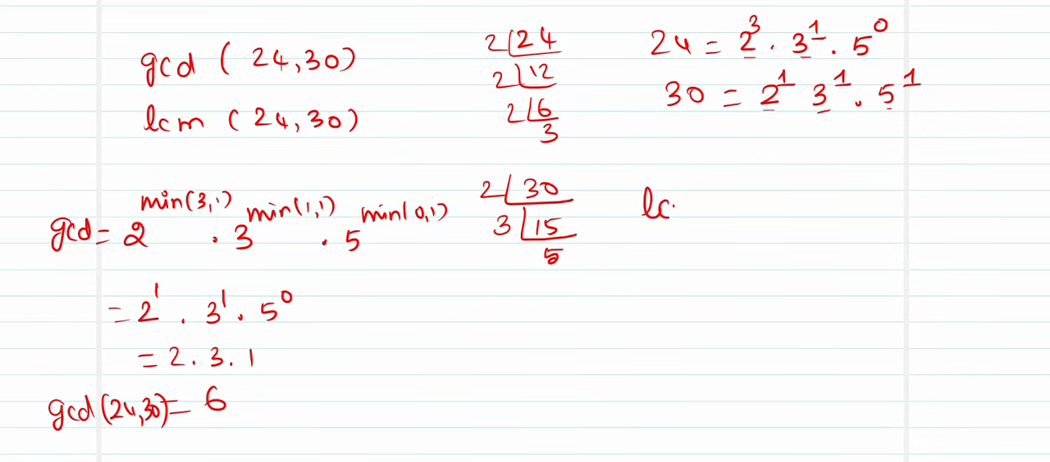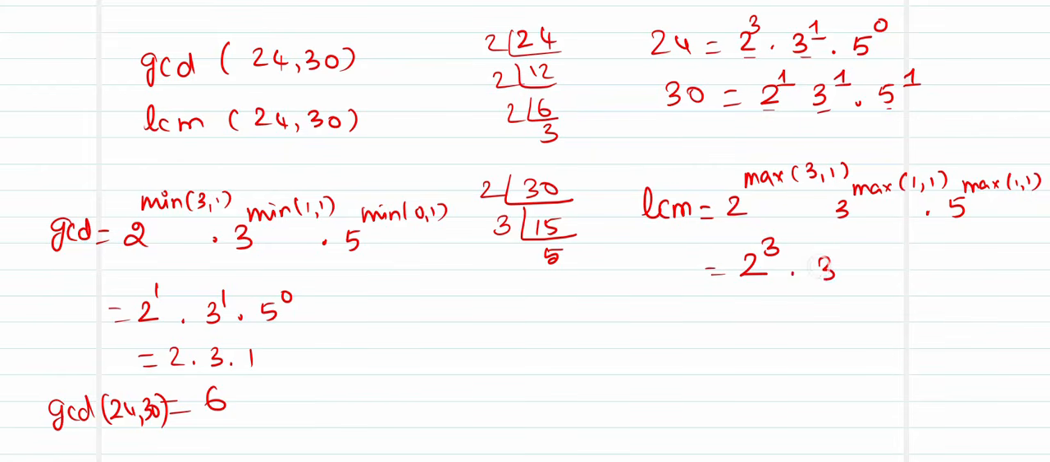Whereas let us find out what is the LCM. LCM is 2 to the power of the maximum of 3 and 1, and 3 to the power of the maximum of 1 and 1, and 5 to the power of the maximum of 1 and 1. So this gives me 2 to the power of 3, 3 to the power of 1, 5 to the power of 1. 2 power 3 makes it 8 into 3 into 5. So 8 3s are 24 into 5, which makes it 120. So I have got the GCD separately.